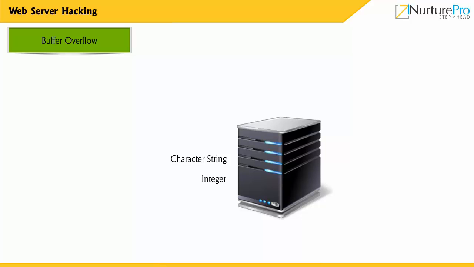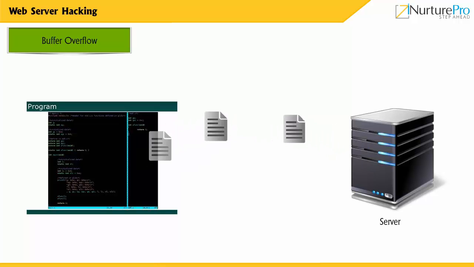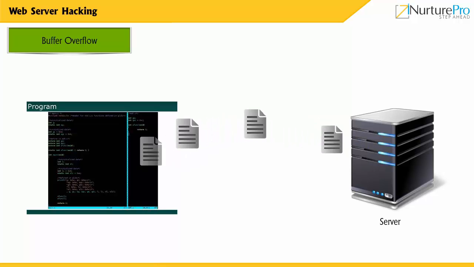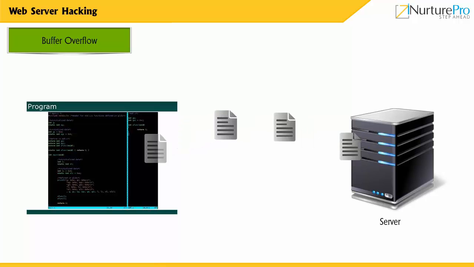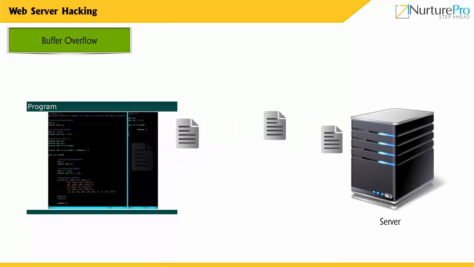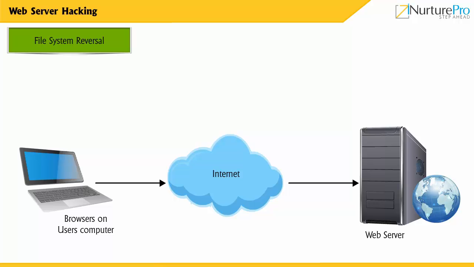A buffer is a sequential part of memory allocated to a certain value. The value can be a character string or an integer. Buffer overflow occurs when a program tries to put data in a buffer that is larger than the memory allocated to the buffer. This causes a condition in which the data spills outside the buffer boundary, resulting in data corruption, malicious code execution, or system crash.